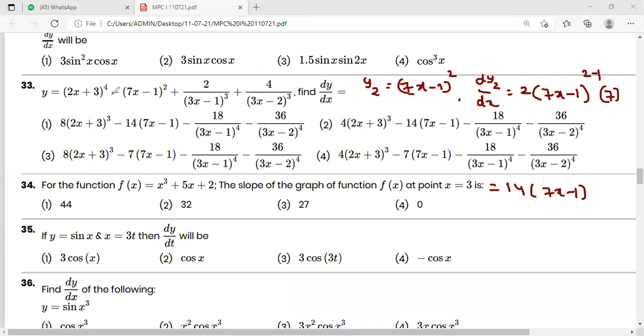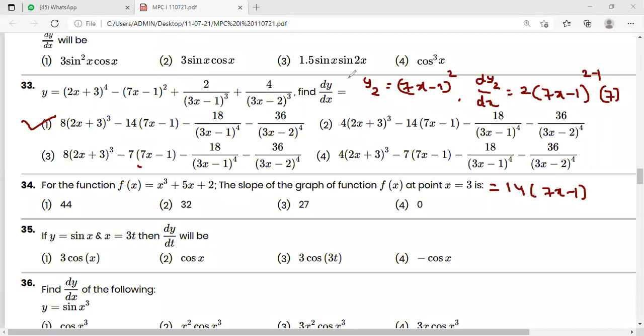The minus is already given in the information here. So the answer will be, here you have to write minus 14 into 7x minus 1. So this option is wrong. Only the first option is correct. Of course, we got the answer, but still 2 more functions are there. For the first 2 functions only we got the answer. We can pick the correct answer, but we can also go through the next 2 functions.